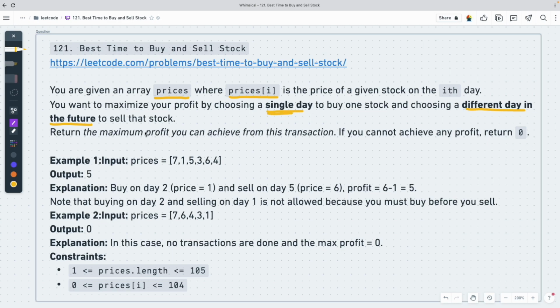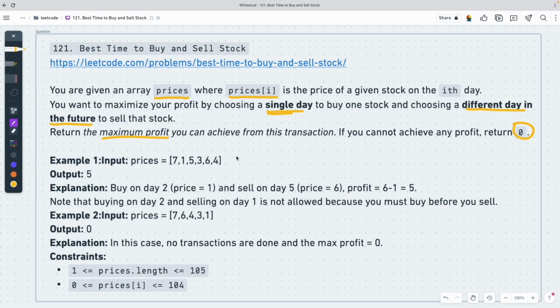So what should we return? Return the maximum profit you can achieve from this transaction. We have to find the maximum profit we can achieve from this transaction. If no maximum profit is possible, the default answer should be 0.